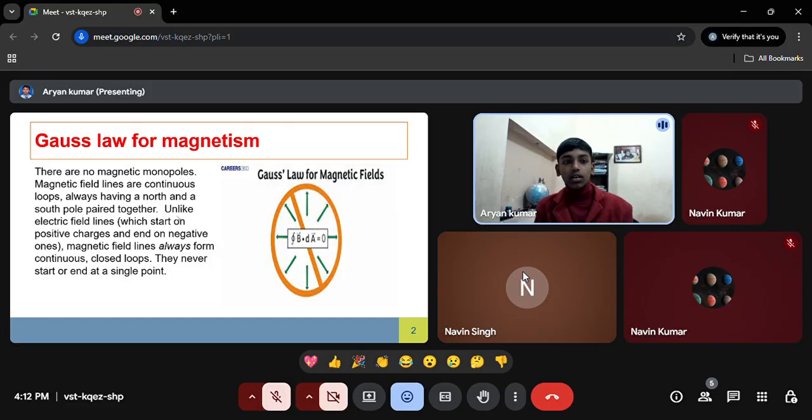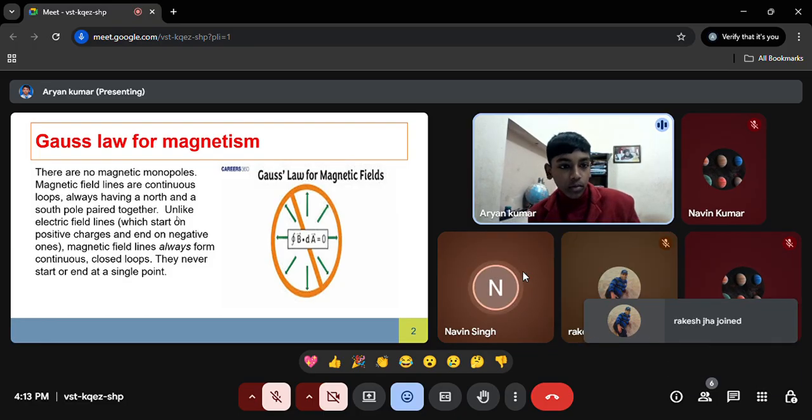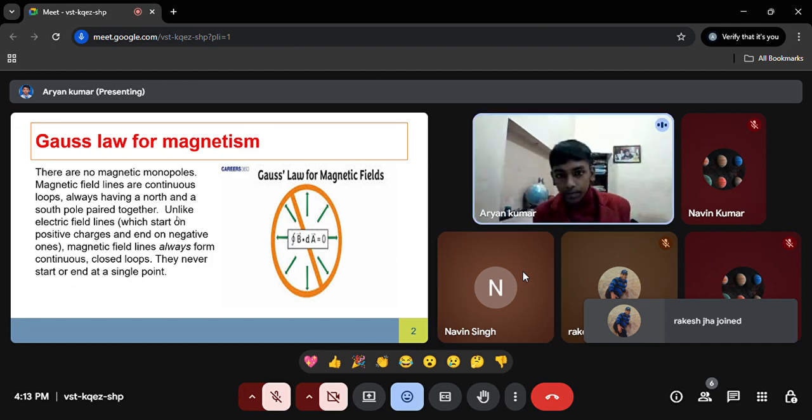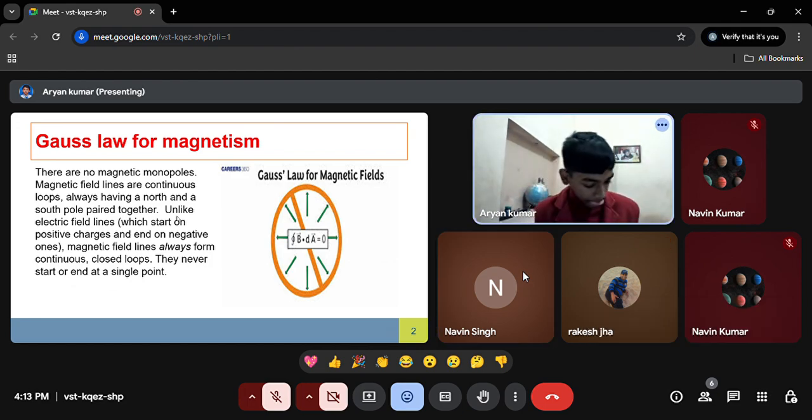So, Gauss's law for magnetism. Saksham, can you read this slide? Okay, so there are no magnetic monopoles. Hello, Saksham, are you here? Your voice is not coming.